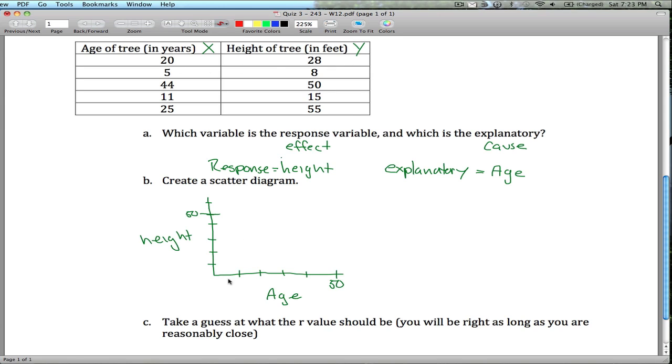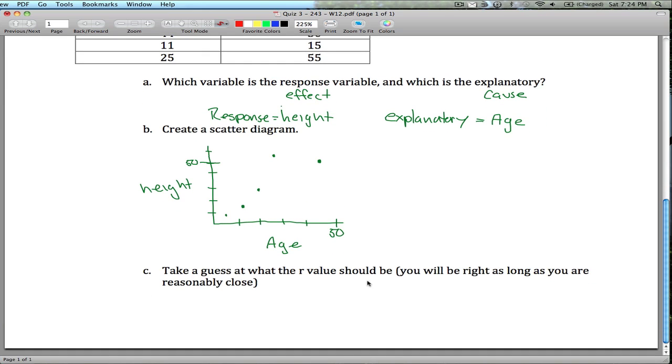So let's see, remember age is your x's and height is equal to your y's. So 20, 28, there's 20. There's a little bit less than 30 would be 28. 5, 8, so here's 5. A little less than 10 would be 8. 44, 50. Here's 44. 50 is way up here. Something like that. 11 and 15. Here's 11. Here is 15. 25 and 55. 25, 55. And here's your scatter diagram.